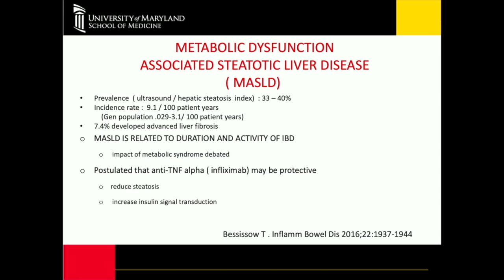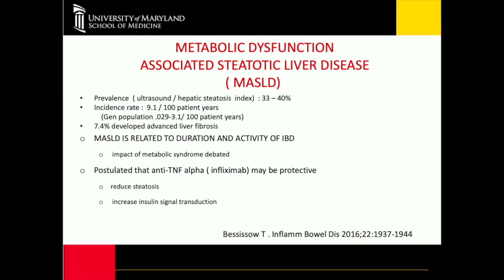So changing gears slightly, MASLD is actually the most common liver disease seen in IBD. And again, the prevalence varies depending on how the diagnosis is made, but it's thought to affect about a third of all individuals with IBD. The incidence rate is actually quite high, almost 3 times that in the general population, of which 7.5% in one study went on to develop advanced liver fibrosis.